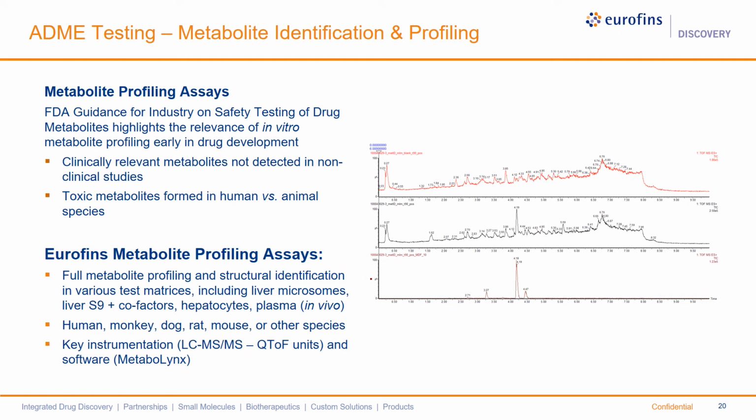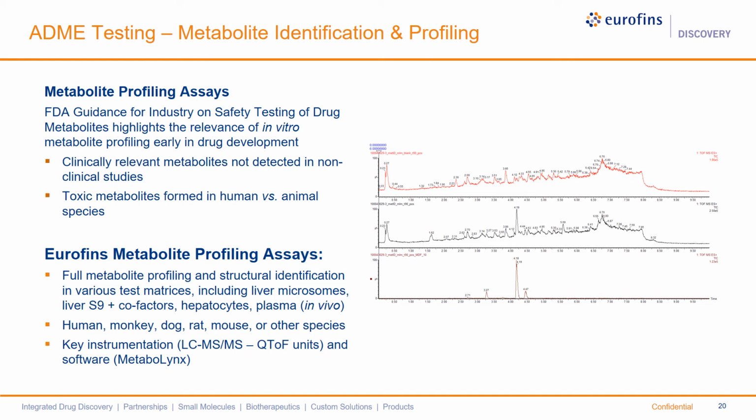So when one looks at metabolism, one can look then at the spectrum of products that are generated. And this can be done in a clinically relevant sense, looking at clinically relevant metabolites that are not necessarily evaluated in non-clinical studies. In certain cases, toxic metabolites might be formed in both the human or in animal species. And understanding metabolite identification and the profiling of those metabolites can go a long way in certain cases to rationalizing toxic effects that might be seen in an in vivo animal model.